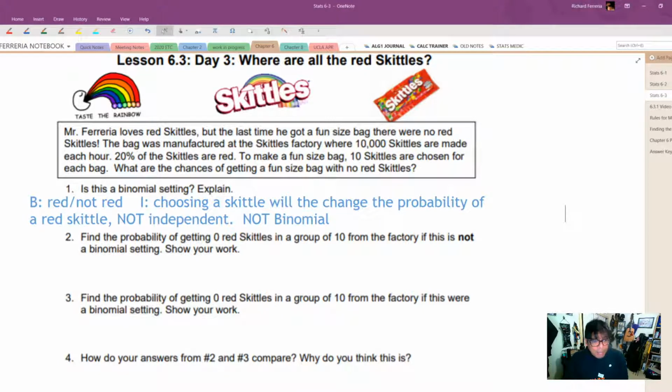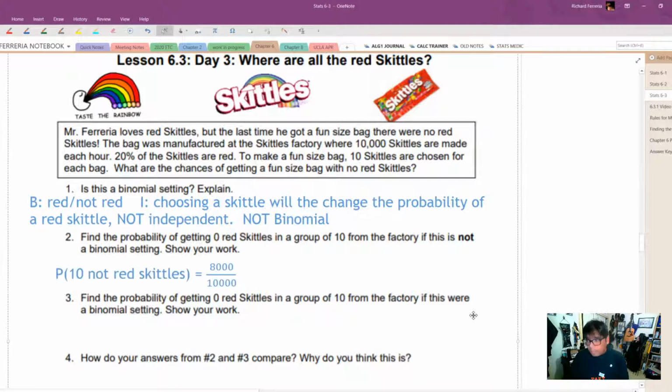Number 2, find the probability of getting 0 red Skittles in a group of 10 from a factory if this is not binomial. So show your work. First thing we need to think about is, how many red Skittles are there? If we have 20% of the 10,000 Skittles, 20% of 10,000 is just 2,000. So there are 2,000 red Skittles to start off with, which means that there are 8,000 Skittles that are not red. And what's the probability of getting that first Skittle to be not red? There are 8,000 Skittles that aren't red, and there are 10,000 Skittles that were made in the hour. So 8,000 out of 10,000 should be the probability of getting the first Skittle not red.